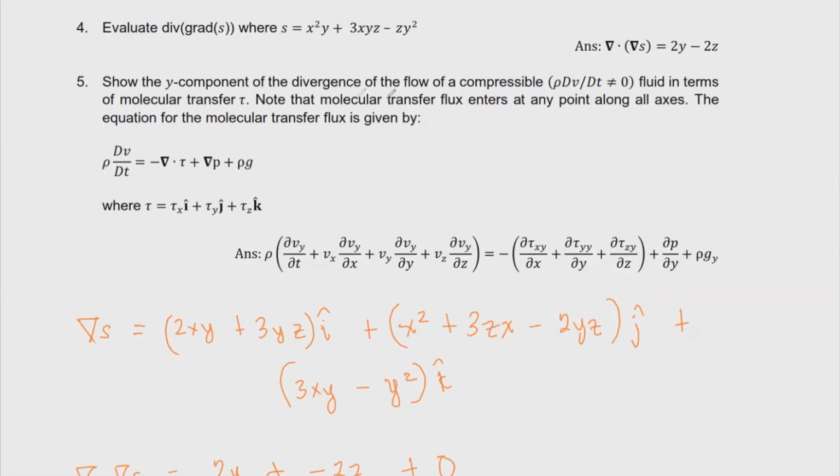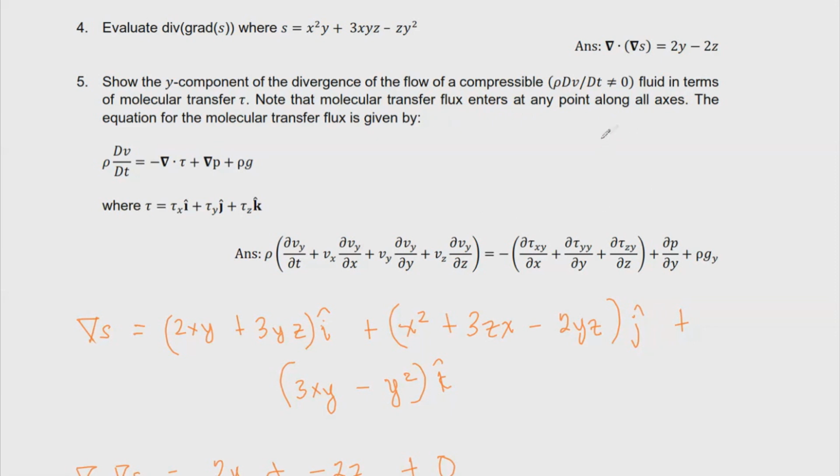Okay. Now for number 5, we need to show the y component of the divergence of the flow of a compressible fluid. So when we say compressible fluid, we have the density, and the change in the velocity with respect to time is not equal to 0. And the fluid in terms of molecular transfer, tau, and we note that the molecular transfer flux enters at any point along the axis.